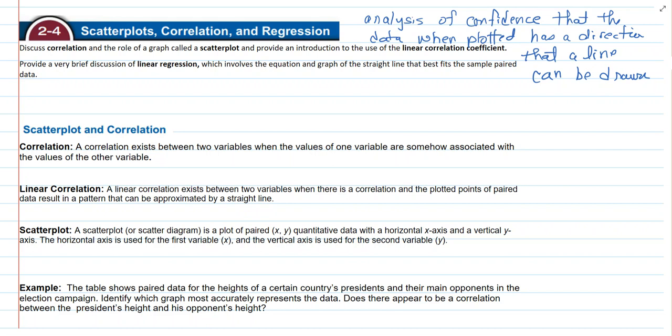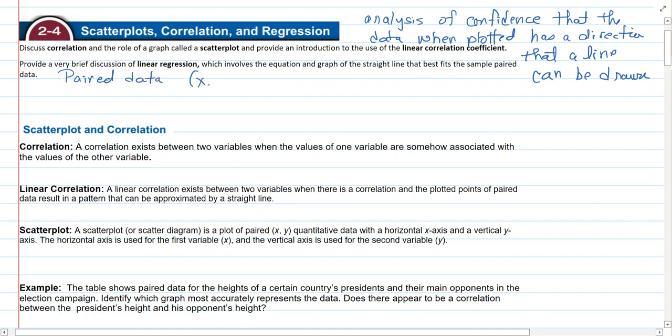First, discuss the correlation and the role of the graph called a scatter plot, and provide an introduction to the use of the linear correlation coefficient. That's our objective. Provide a very brief discussion of linear regression, which involves the equation and graph of a straight line that best fits the sample paired data. So here we have paired data, meaning we have an x and a y, as in algebra.